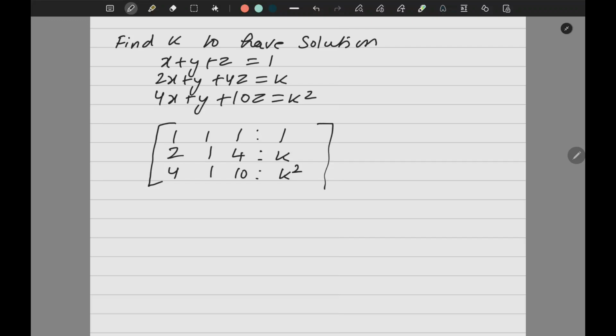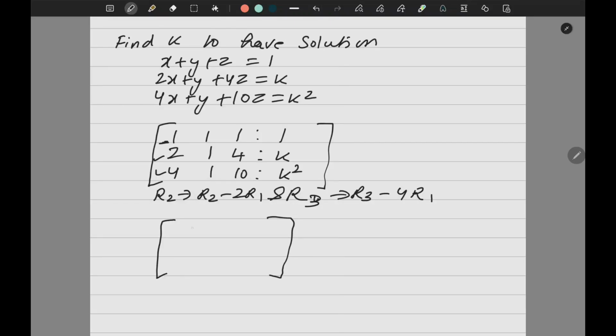Now again, reduce this to echelon form. So now using this, make these two numbers 0. So what are the best operations? In R2, you apply R2 minus 2R1, and in R3, you apply R3 minus 4R1. Correct? Now the moment you apply these two operations, what will you get? 1, 1, 1, 1, because I am not doing any change here. 0, minus 1, 2 and k minus 2. 0, minus 3, 6 and k square minus 4.